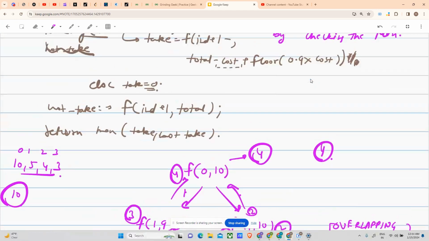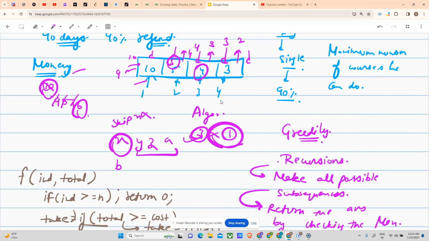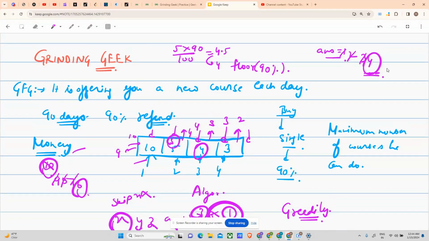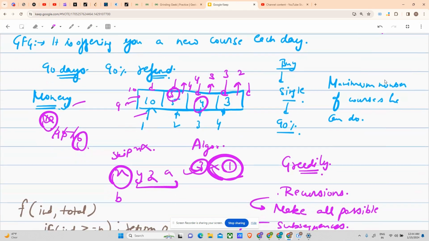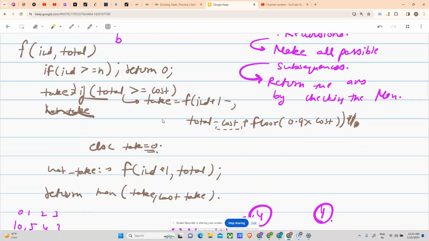And if you checked, the answer was literally coming out to be 4. If you can see here, the answer was 4. So our answers are matching. That means our algorithm is correct. For the DP, I thought that DP will be used in the question. How we can use DP?